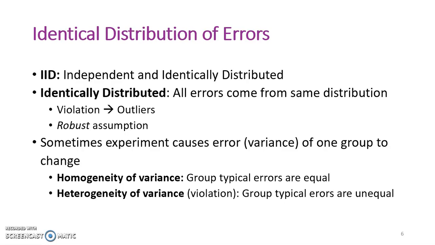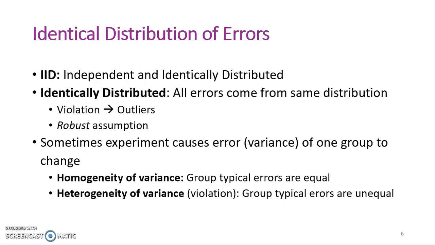Now let's talk about the assumption of identical distribution of errors. This simply means that all errors come from the same distribution. This means we assume all members of each sample come from the same population, and so their errors will be somewhat similar. We won't find any comparatively huge or tiny errors. Remember, we talked about outliers, or very extreme scores. These would result in comparatively large error values, resulting in a violation of this assumption.